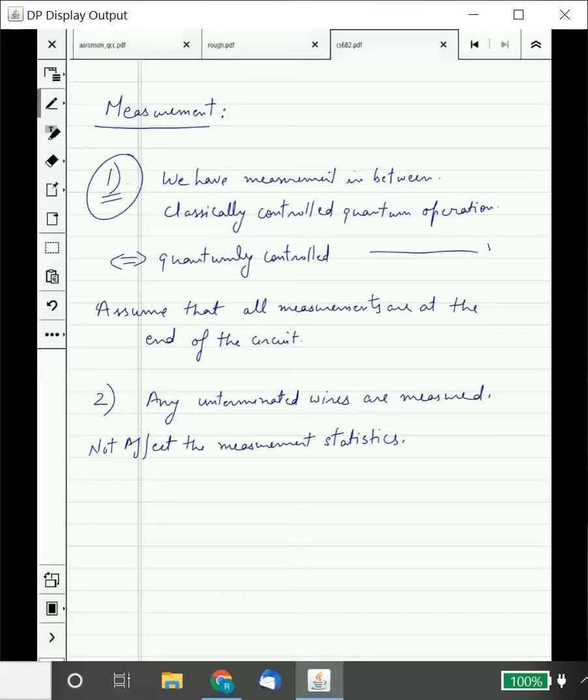Then the two things which remain are universality, extra reading. Our takeaway is any standard gate set can be used.